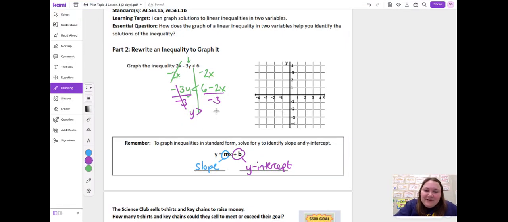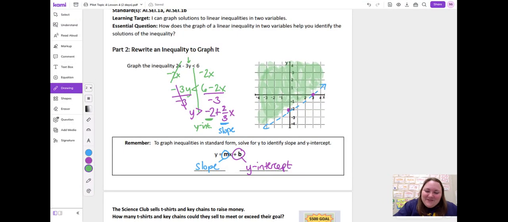When I divide by negative 3 on the right, 6 divided by negative 3 is negative 2. And then negative 2x divided by negative 3, negative divided by negative is positive, and I can't divide 2 by 3, so I'll keep the fraction 2/3 x. Now I know that my slope is the number in front of x, so my slope is 2/3, and negative 2 is my y-intercept. That is enough information for me to graph this inequality. This is the same as what we did in the previous lesson, so pause the video and see if you can graph this inequality here.